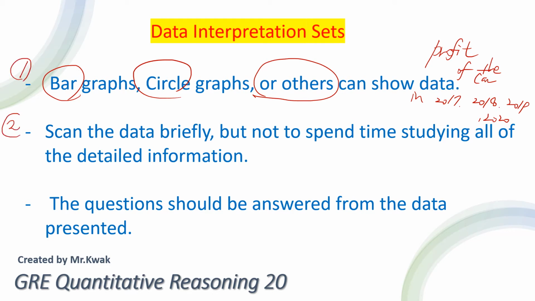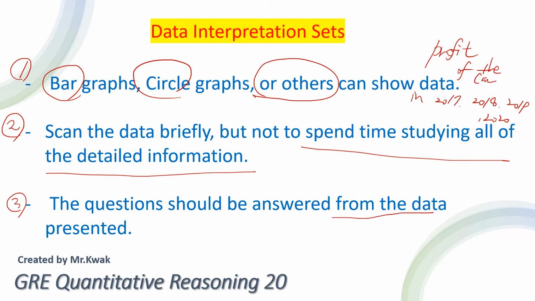And second, what we need to do at first is to scan the data briefly instead of studying the detailed information 100%. So at first, we don't have to spend time studying all of the detailed information. Third, important thing is we need to answer primarily from the data or only from the data instead of from our imagination. So that could be very important.